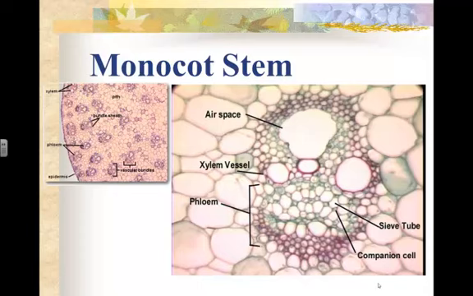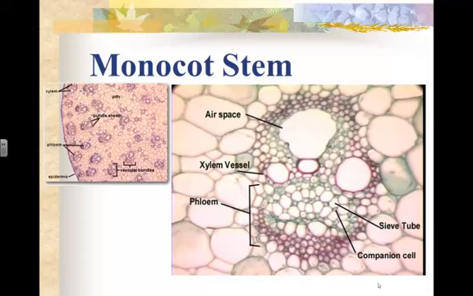Another thing that you need to know for lab, you're not going to have a diagram or anything on this, is how to recognize a monocot stem and a dicot stem under the microscope. And the way to do that is looking for the fibrovascular bundles. When you look at a monocot stem, look in that upper left-hand picture there. All the fibrovascular bundles are scattered. As you can see there, they're all over the place.